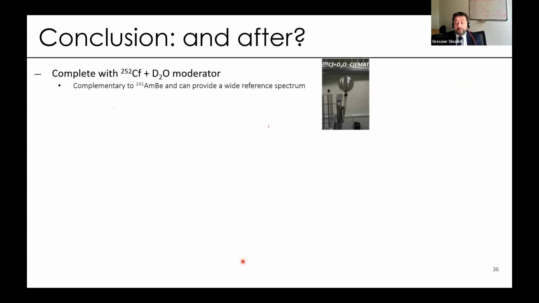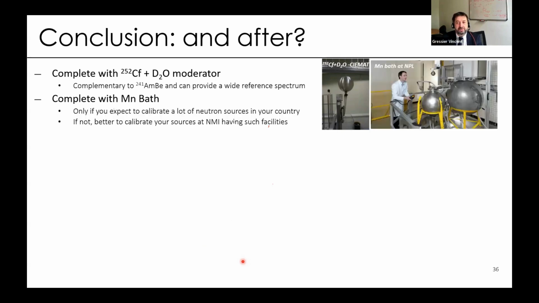Okay, so now you have done this, you are happy, you are controlling everything. Could we do better? And what will be the next step? If you have an americium-beryllium source, you can of course complete it first with a californium source and a heavy water moderated one. It is complementary and can provide a wide reference spectrum. If you have a big market of calibration of neutron sources in your country, then maybe you can complete your facility with a manganese bath. If not, my advice is just to send your sources to an NMI, which has such facilities.